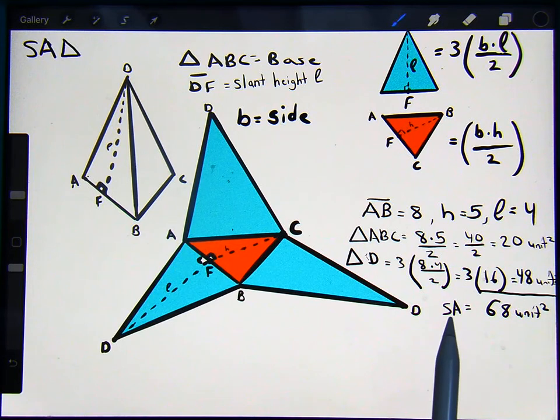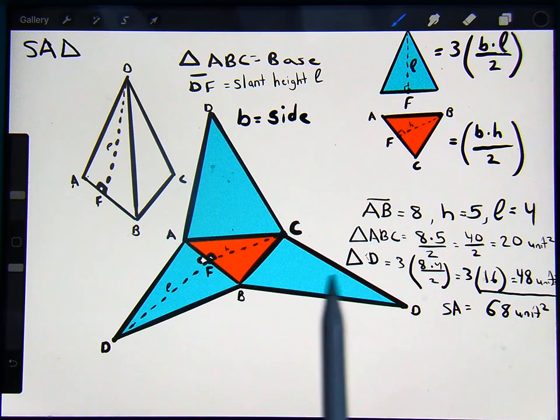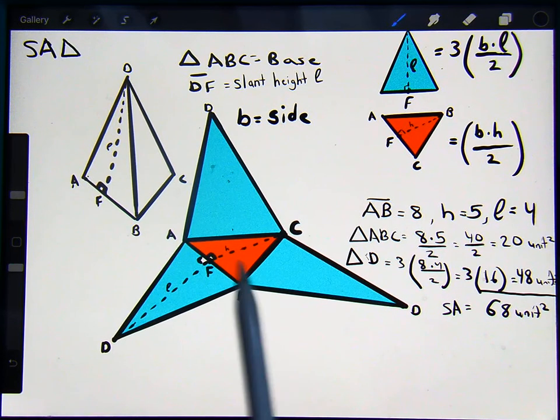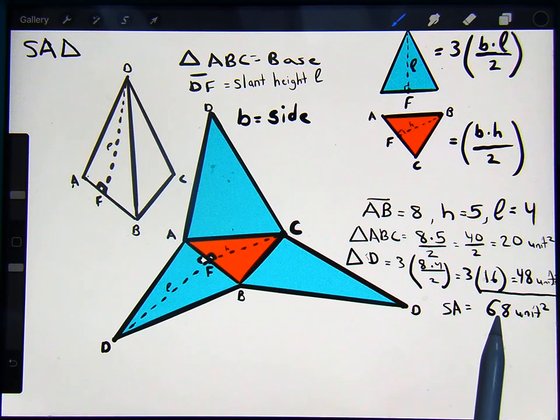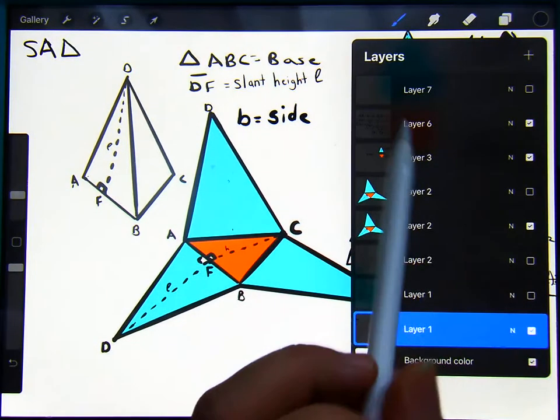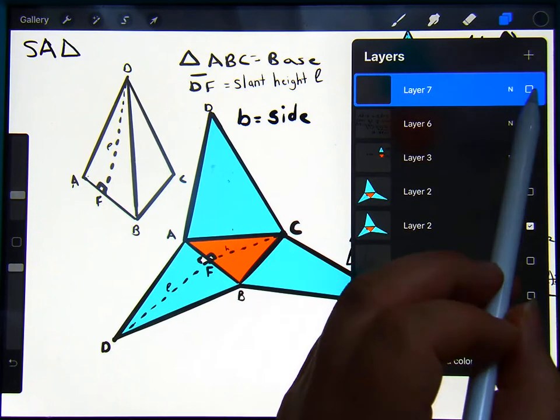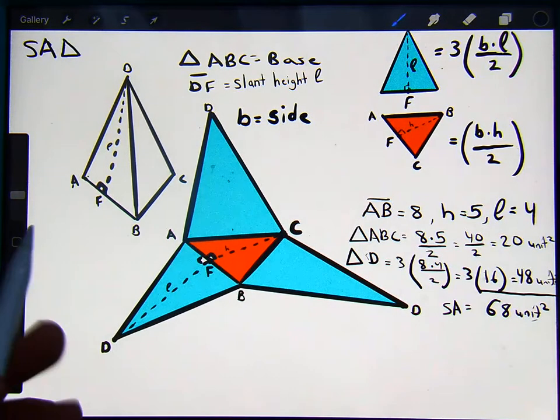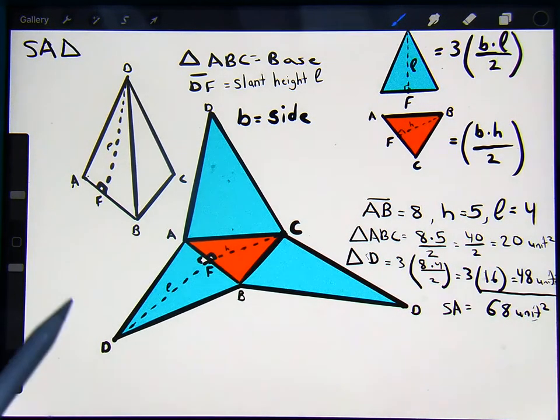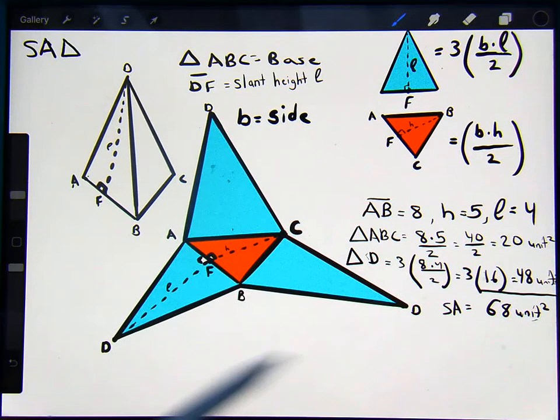So to find your total surface area of this triangular pyramid, you would add them all up and get 68 units squared. And so that is how you'd go about finding the surface area of a triangular pyramid.